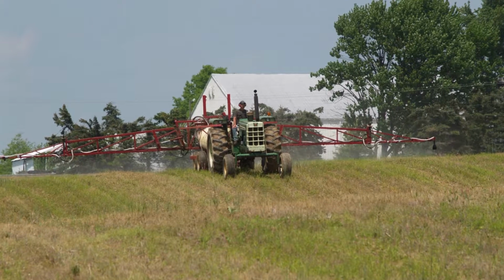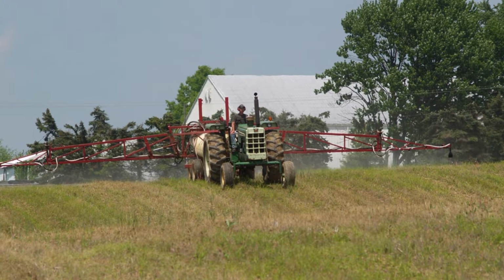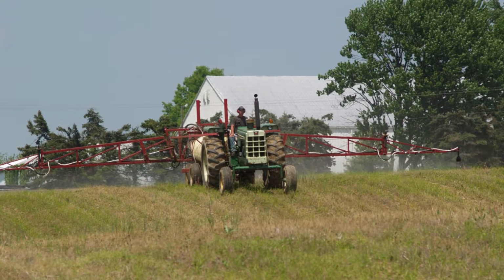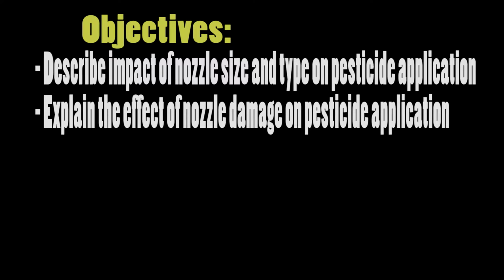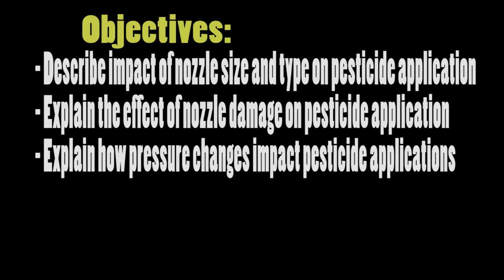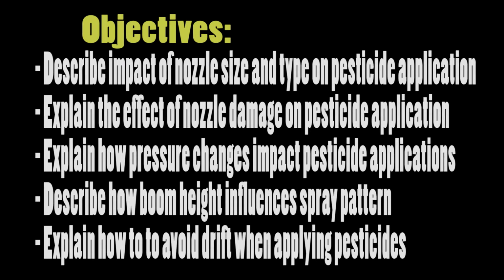Careful consideration of these factors will maximize crop protection, reduce input cost, and reduce environmental impact. By the end of this video, you will be able to describe the impact of nozzle size and type on pesticide application, explain the effect of nozzle damage on pesticide application, explain how pressure changes impact pesticide application, describe how boom height influences spray patterns, explain how to avoid drift when applying pesticides.